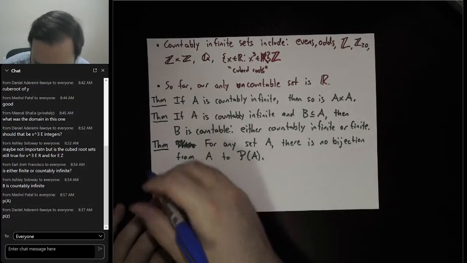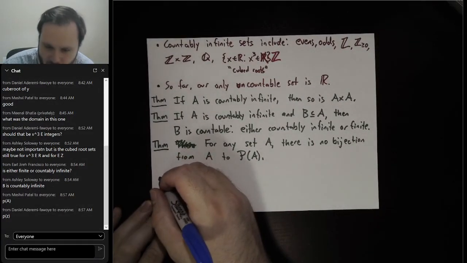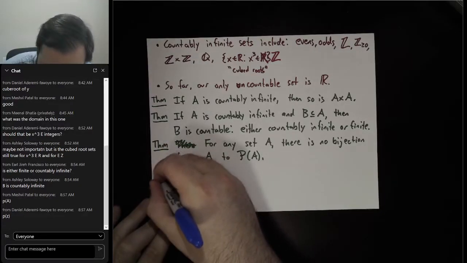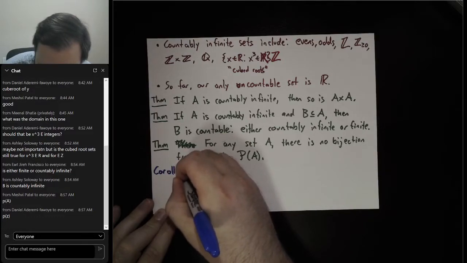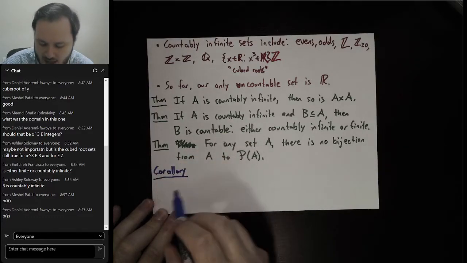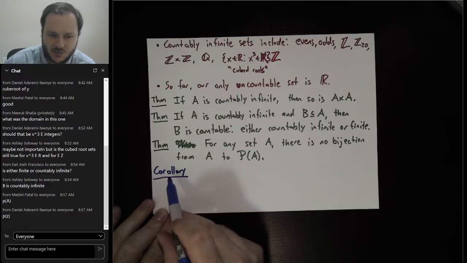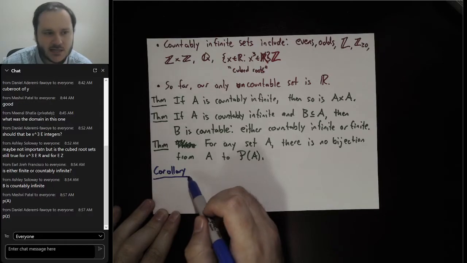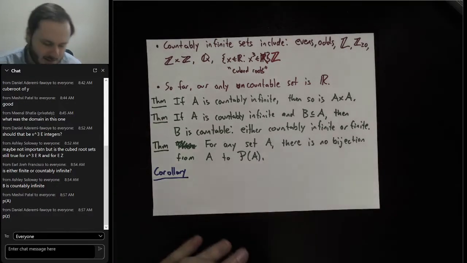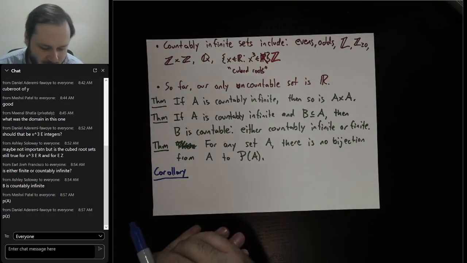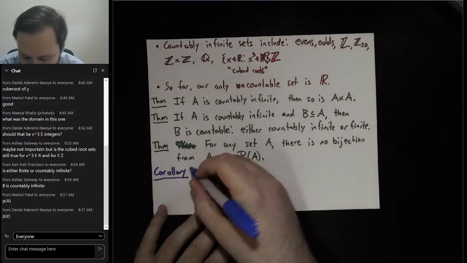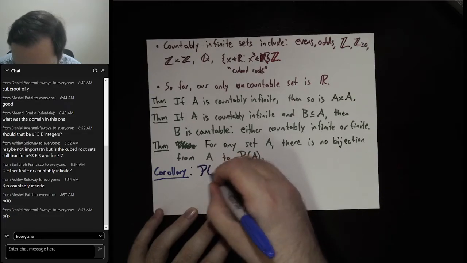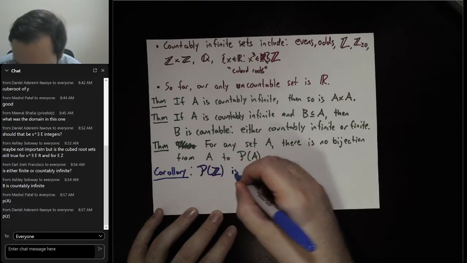A corollary is like a theorem, except it's basically just using the theorem. Also, heavy debate on how to pronounce this word. Some people say corollary, like me. Other people say corollary. Some of those people are nice people. That's what I'll say. Corollary, the power set of the integers is uncountable.